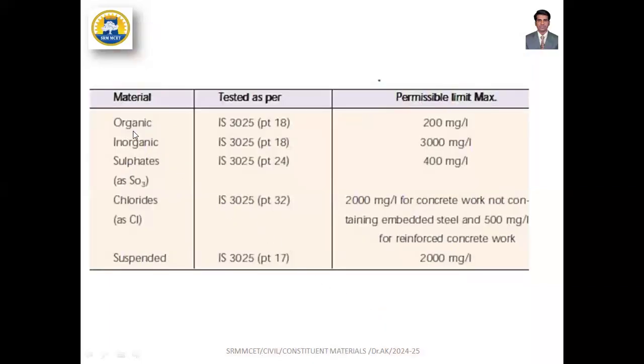And this is the organic content. The maximum permissible limit is 200 milligram per liter, and the inorganic material is 3000 milligram per liter. The sulfate content should not exceed 400 milligram per liter, the chloride content should not exceed 2000 milligram per liter, and the suspended content should not exceed 2000 milligram per liter. So these are the different IS standards for the water to be used in concreting.